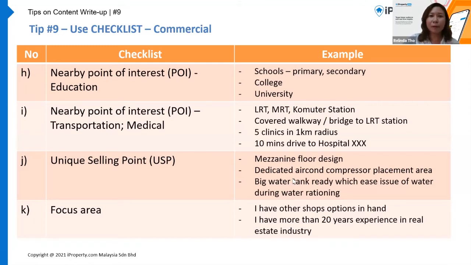Talking about unique selling points, if your property here can accommodate a big water tank, in Malaysia that can be a selling point, because we always have water rationing, right? So maybe you can think of it. I just put it down as an example, to help trigger the things that you can think of to put up in your description here.